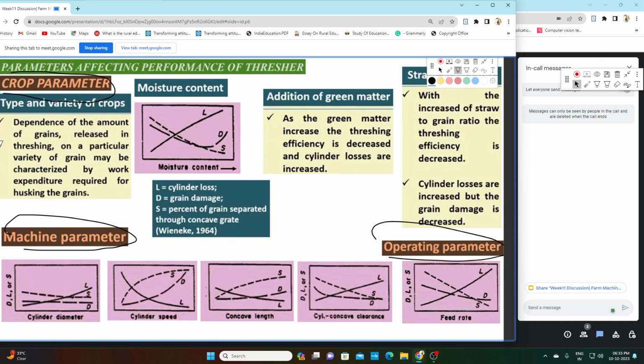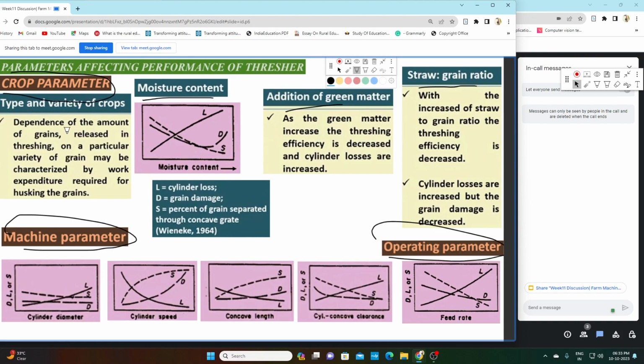Okay, so by crop parameter. There are basically 4 types of crop parameters that affect your threshing performance. First crop parameter is type and variety of the crop. Second is moisture content. Third is addition of green matter, and fourth is straw grain ratio. So one by one we will see how these are affecting.